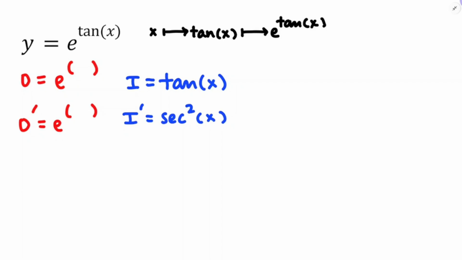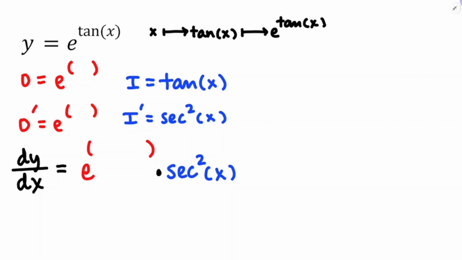And now I'm ready to go. I'm going to take the derivative by multiplying outside prime by inside prime. Outside prime was e to the power of something. Inside prime was secant squared x. And the thing that's going to go on the inside of the parentheses is the same thing that went on the inside of the parentheses at the beginning, the exponent of e. That's going to be tangent x.